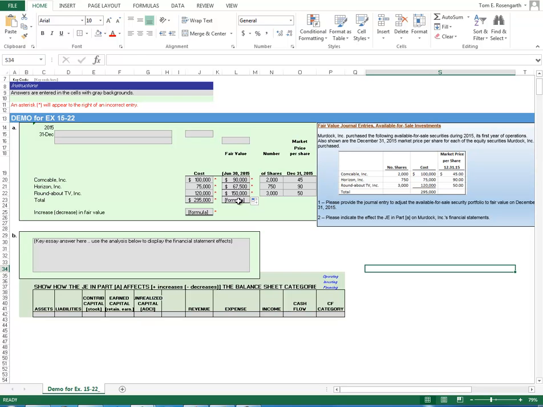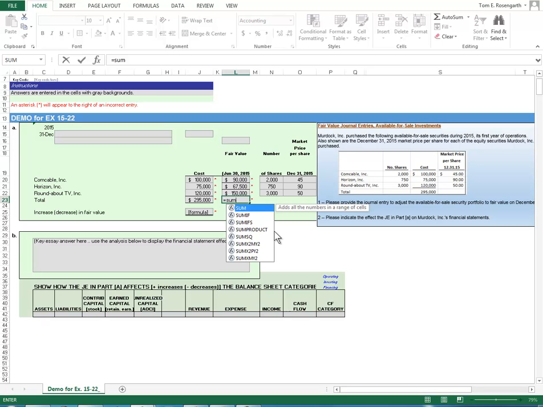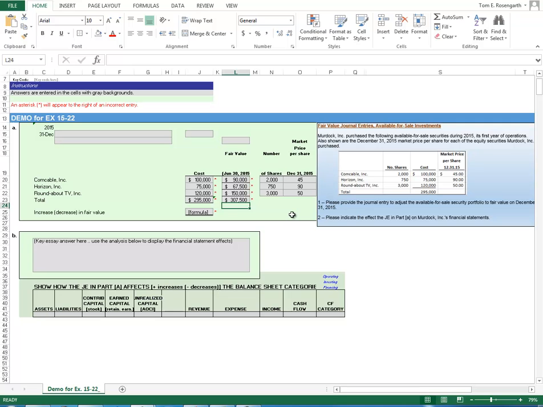Now, let's add all three of these cells together to get the total market value. Start the formula with an equal sign, type the word sum to indicate add, enter a left parentheses, point to the first number that goes in the column, click and hold the left mouse button and drag to the last number in the column, and then enter the right parentheses to close the formula. When you push enter, the sum will appear. Okay, there you have it. The fair value of the portfolio is $307,500 and the cost is $295,000.